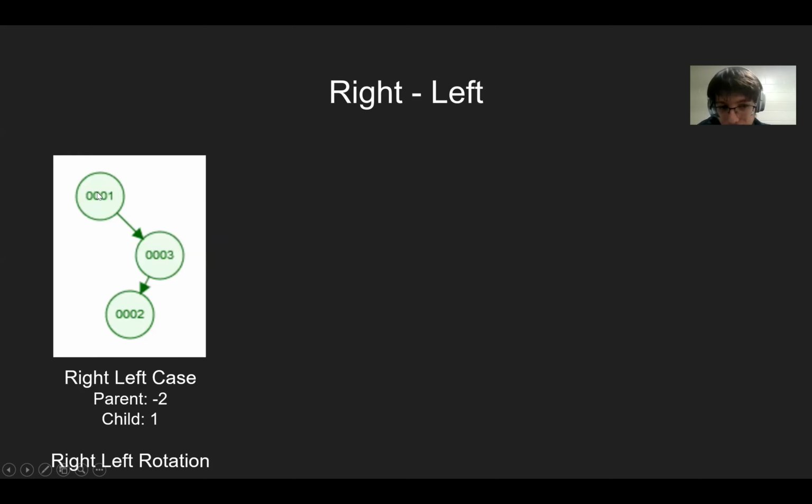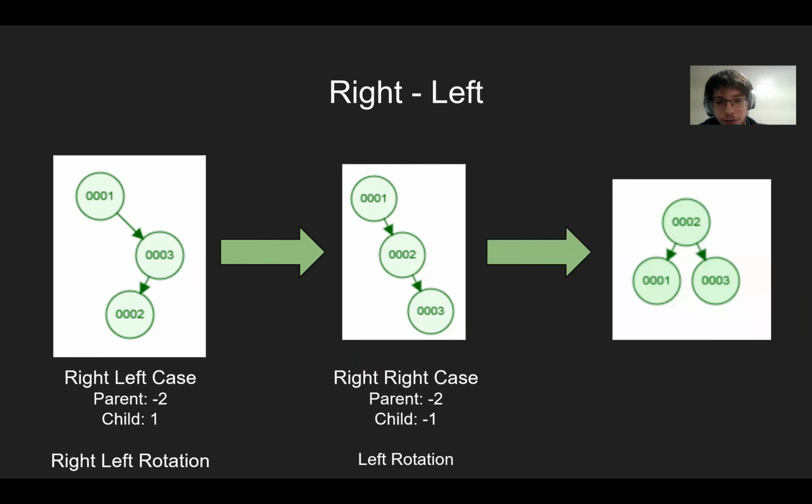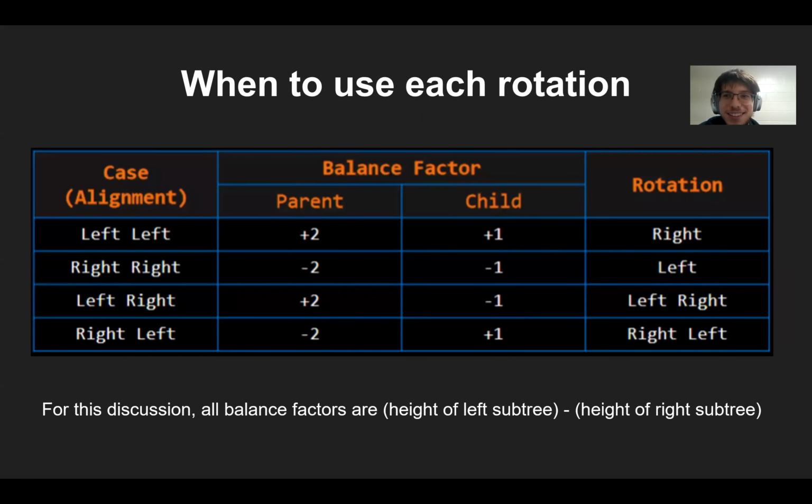And right left is similar, but the opposite. So it's not similar at all. So if you have right, left, right, it's right, left. So we do a left rotation followed by a right rotation. You get the same thing, right? And it's right, left because it's right and left. It's kind of easy rotation.